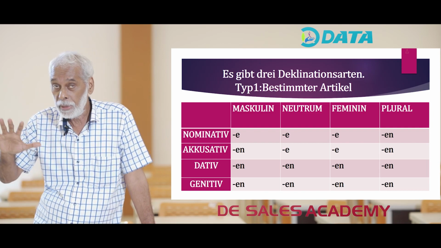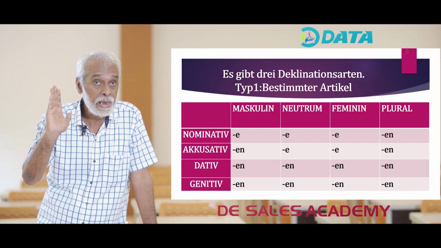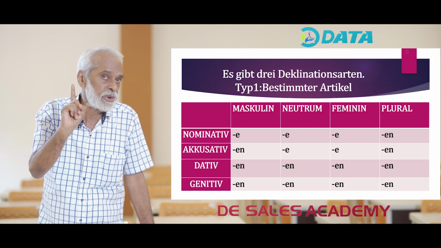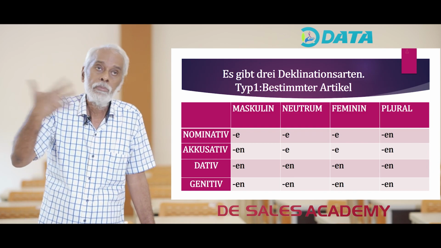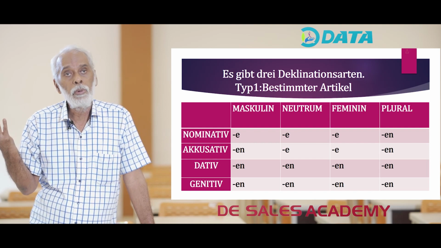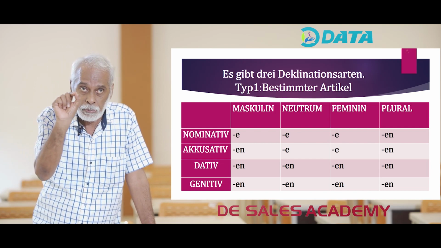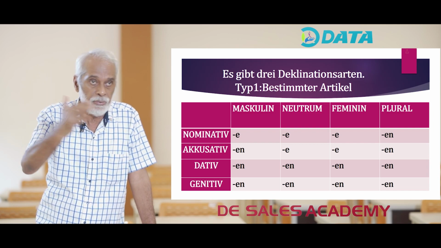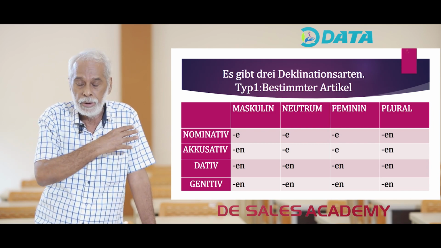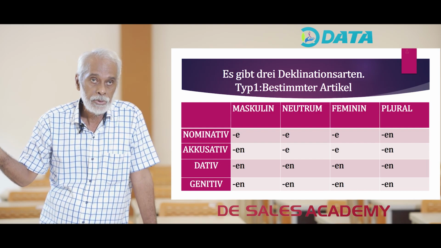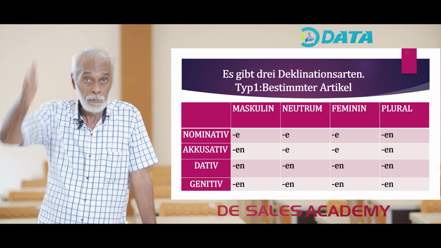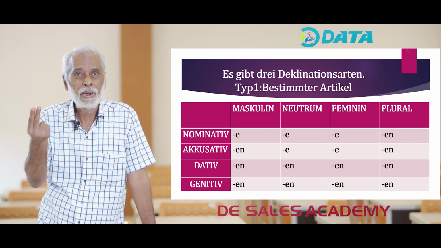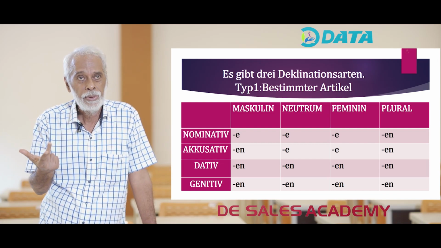In all other places it is en. So if you remember these 5 exceptions, then type 1 is not a problem for you. So try to remember these 5 exceptions, and keep in mind, dative and genitive type 1, it is always en. There is no problem. And in plural also it is always en. And there are only 5 exceptions.